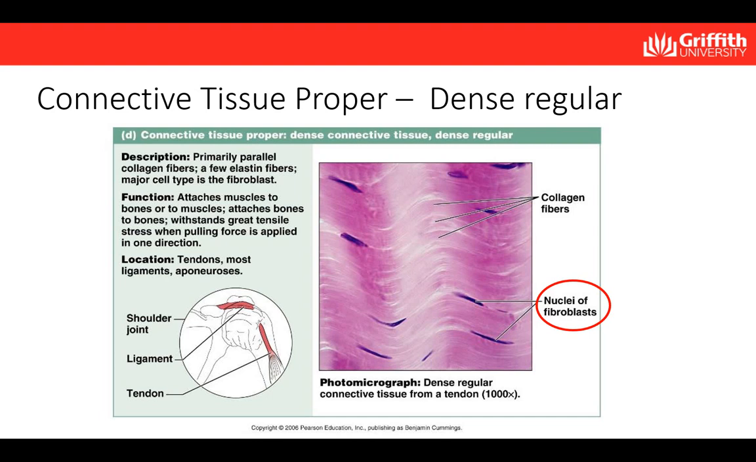It forms tendons, which attach muscles to bones and muscles to muscles. And it can also form ligaments that bind bones together at joints. However, ligaments contain more elastic fibers than tendons, and are therefore slightly more stretchy. Aponeuroses are flat, sheet-like tendons that attach muscles to other muscles or bones.